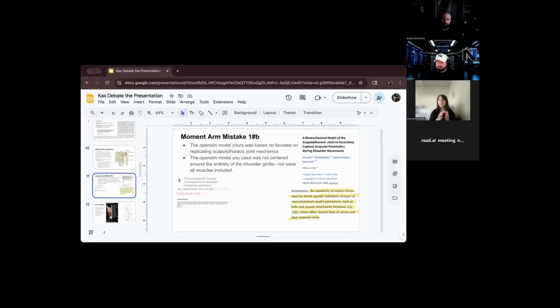But math is math. Limitations to a model are limitations. You can't really subjectively twist a model to be what you want it to be when it's not.